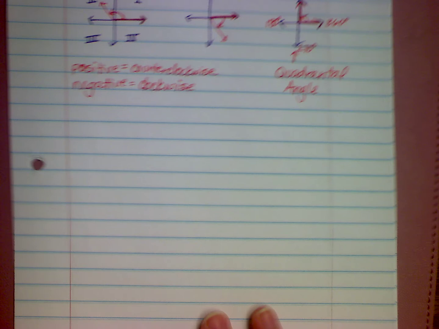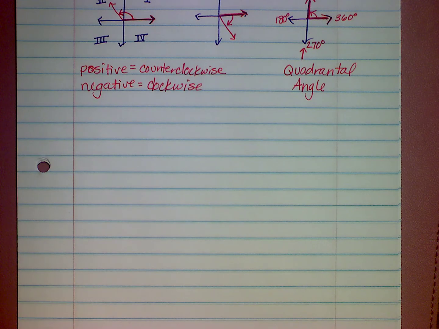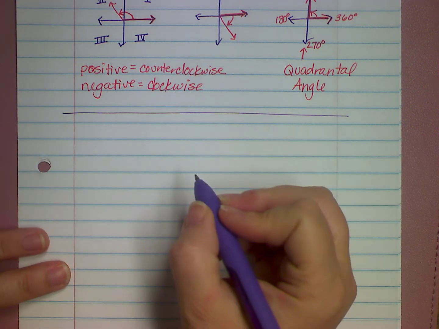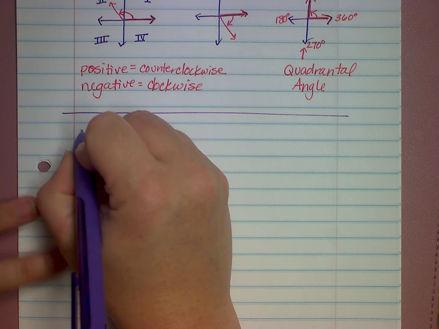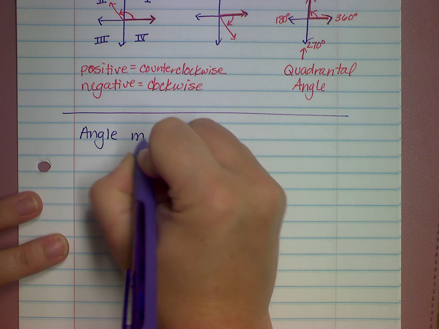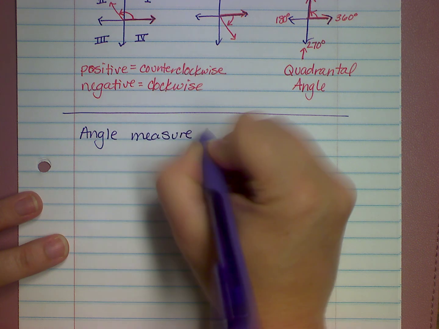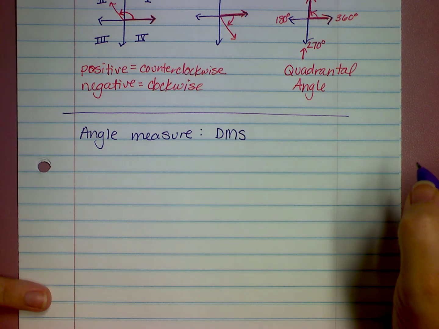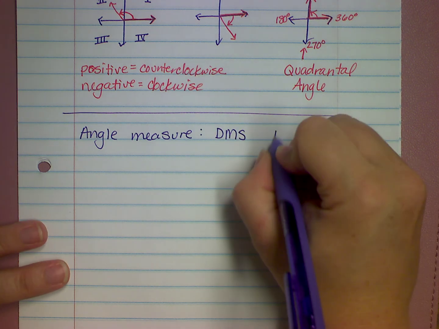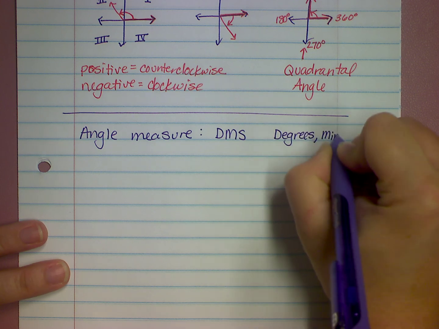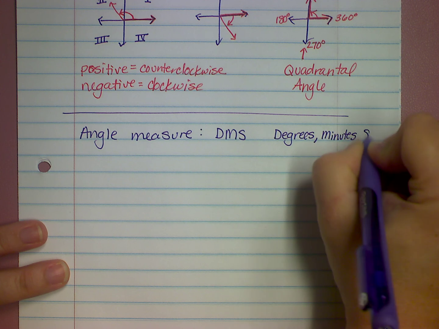Awesome. Now we're going to talk about something that the Babylonians gave us way back in the day, before any of us were even thoughts. We can talk about angle measure in something called DMS. It is called degrees, minutes, seconds.